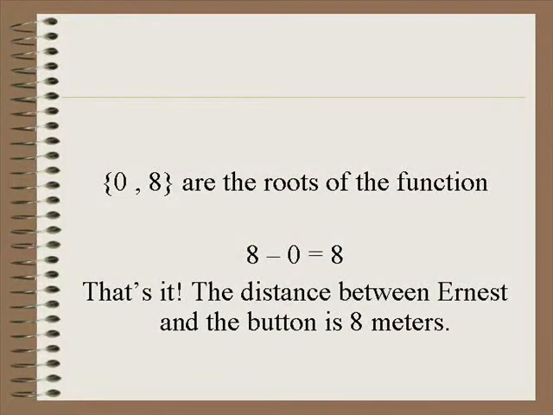Now that we have the points where the ball was released and landed, let us now find the distance between the two points by subtracting them. 8 minus 0 is equals to 8. That's it. This is the distance of Ernest from the button. 8 meters.